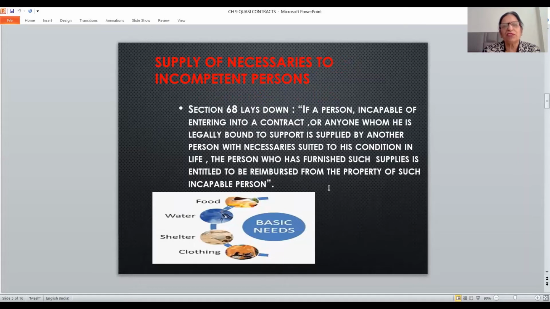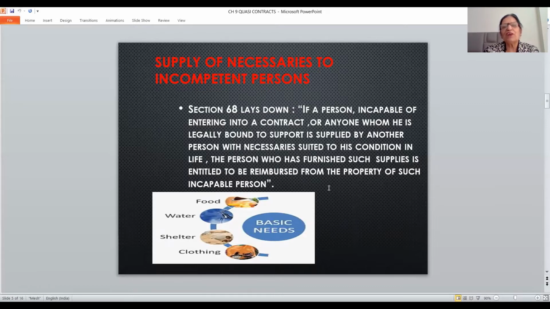Very first point, supply of necessaries to incompetent persons. You all know, friends, this is not a new point for all of you. You have already studied under the chapter competency of the parties to contract, minor's liability for necessaries or necessities. Section 68 lays down if a person incapable of entering into a contract, or anyone whom he is legally bound to support, is supplied by another person with the necessaries suited to his condition in life, the person who has furnished such supplies is entitled to be reimbursed from the property of such incapable person.